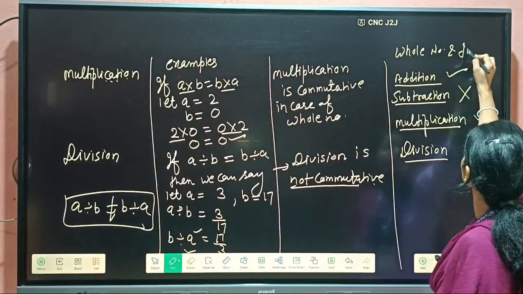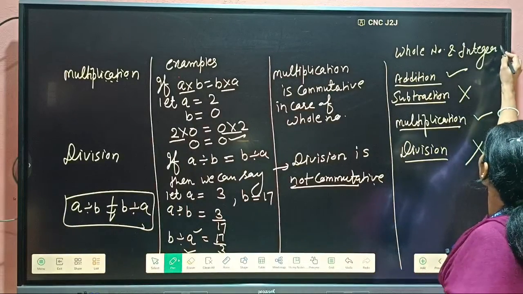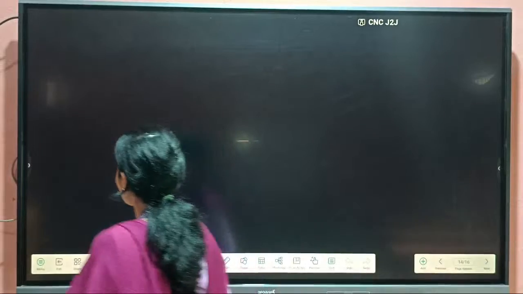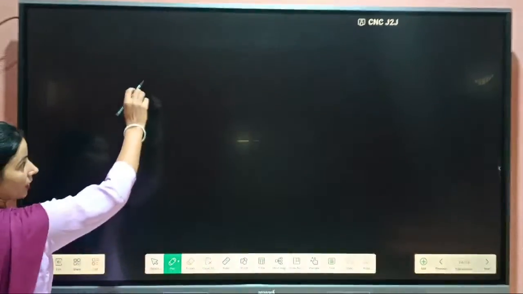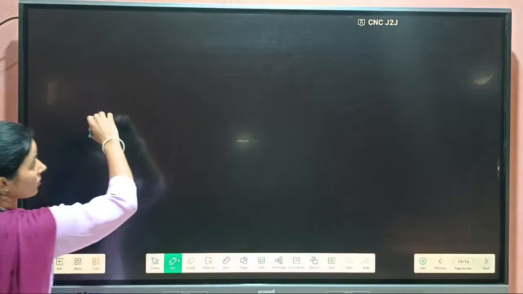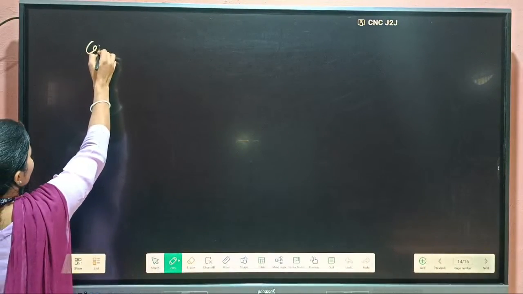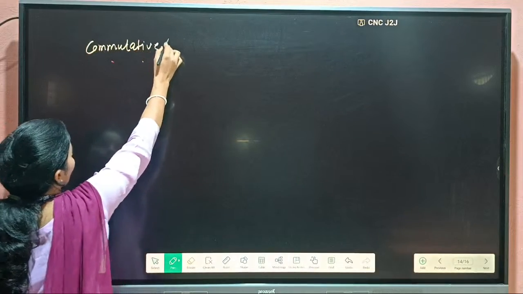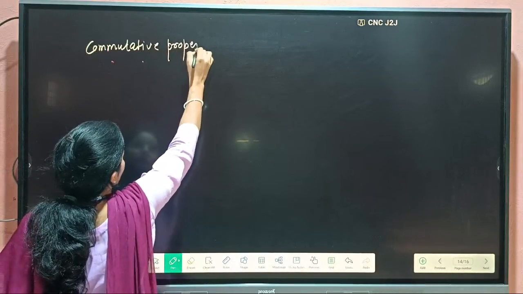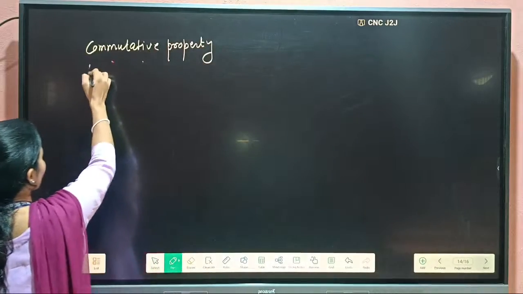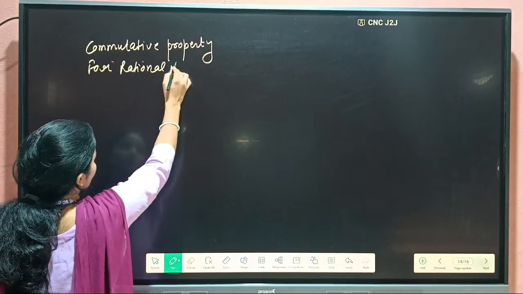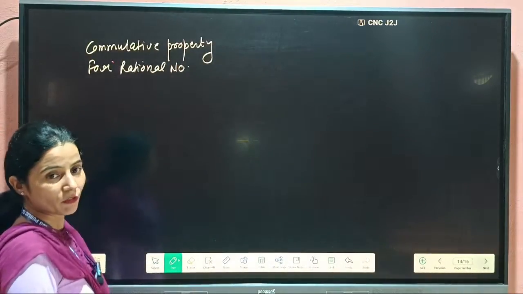and integers. Okay. Now finally, this commutativity property we are going to discuss under four operations in case of rational numbers. Commutative property for rational numbers.